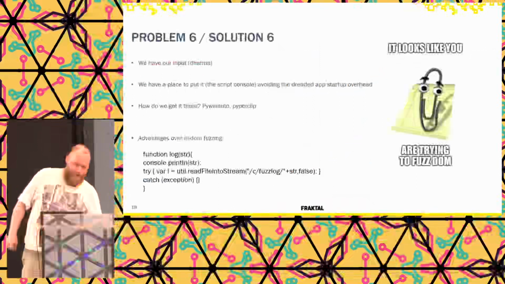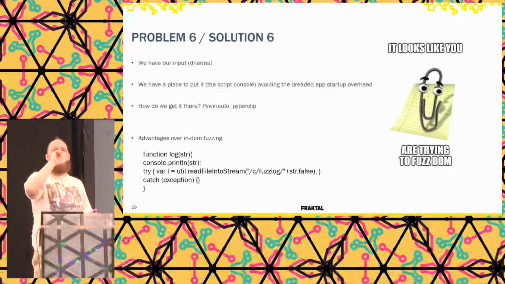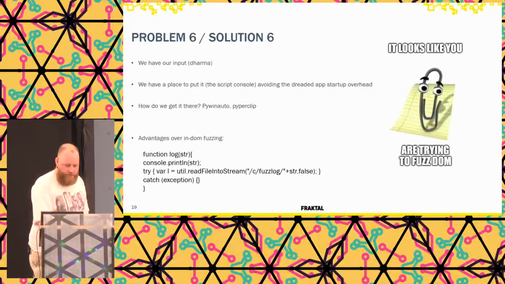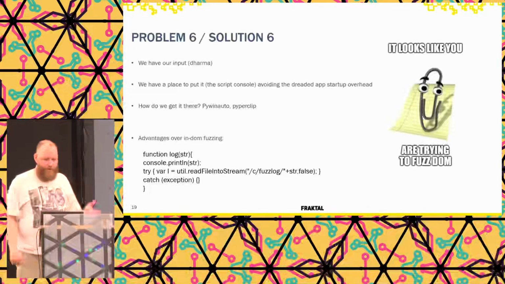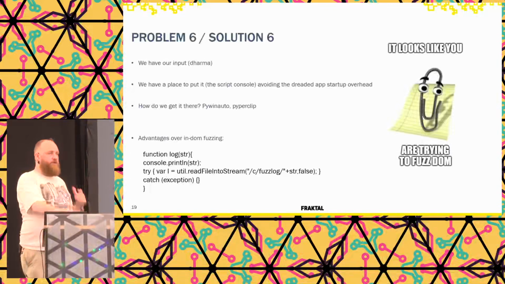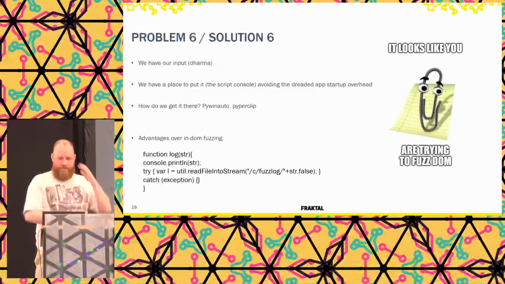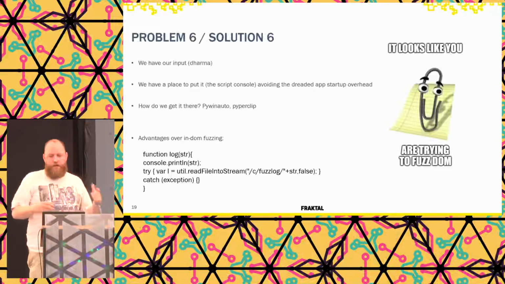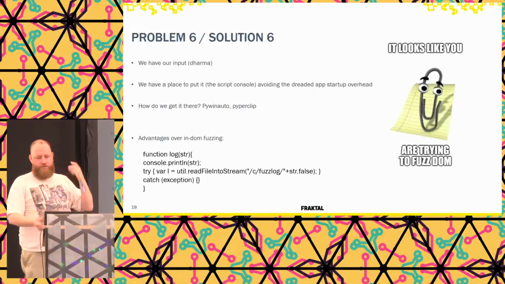The next problem is that you have the input and you know where to put it, so you can get rid of the startup overhead. But how do you get it there? Do you sit and copy-paste the input you generated? No, you do not. You just use Python and Paperclip. Doing it like this, where you generate the input externally, has a distinct advantage over in-DOM fuzzing, because you have a precise log of all the DOM manipulations you attempt to perform.